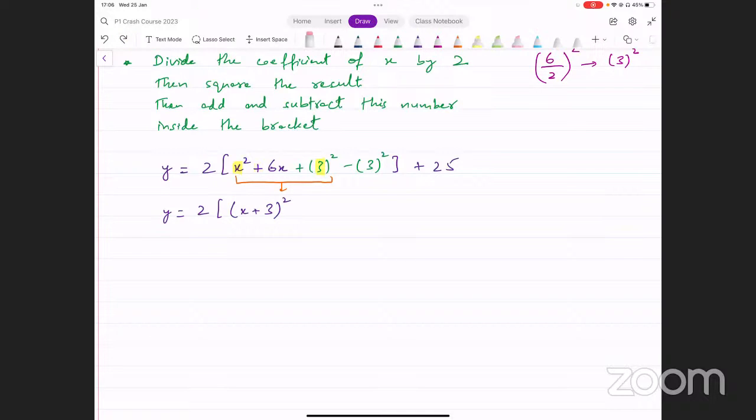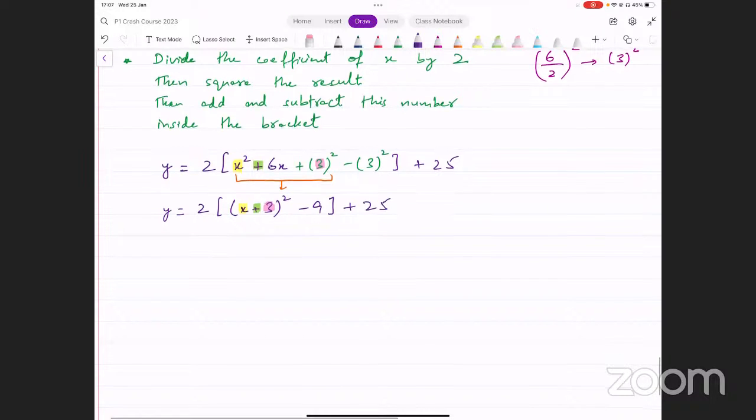All right, let me just color code this. So we have 3 square here. So x is coming from here. This plus sign is coming from here. And this 3 is coming from here. So we have (x plus 3) whole squared. Now, we still have this number outside. We can't just leave it. So we have minus 9 outside. And then outside the bracket, we've got plus 25.